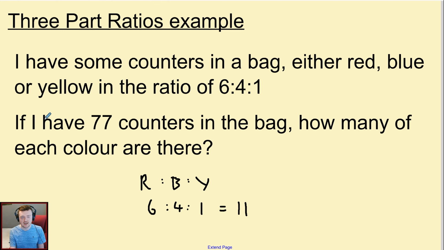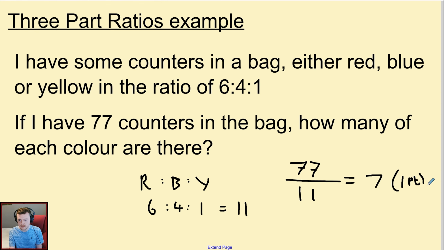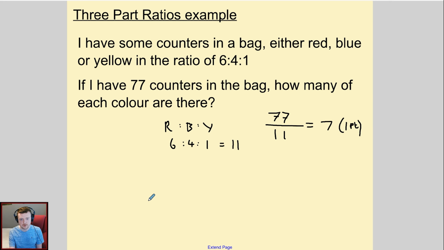Well, the total I'm talking about is 77. So I'm going to do 77 over 11, which means that there's 7, which is 1 part. Okay, so the size of 1 part is 7. Then to work out the red, the blue and the yellow, red is going to be equal to 7 times 6, which we should recognise as 42. Blue is equal to 7 times 4, which is 28.